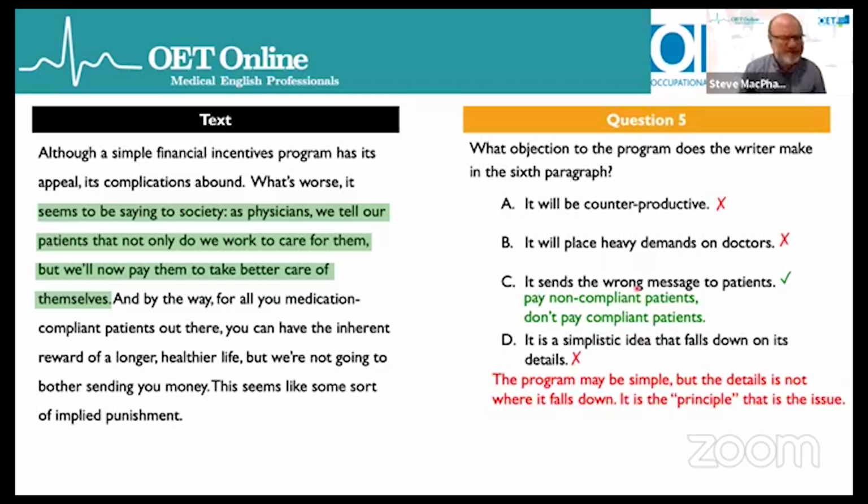9% went for it will place heavy demands on doctors. But it doesn't, I mean, unless you got that complications abound, but it doesn't say anything about putting heavy demands. We've got to go a bit deeper than that. You might say, sure, if you've got to start paying them, you've got more work to do. But that's not what the writer's objection is. He's objecting about the wrong message being sent: pay a non-compliant patient and don't pay a compliant patient.